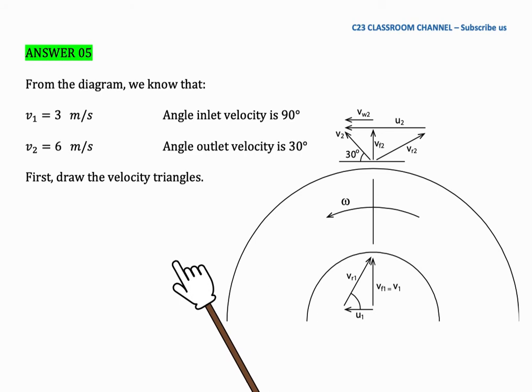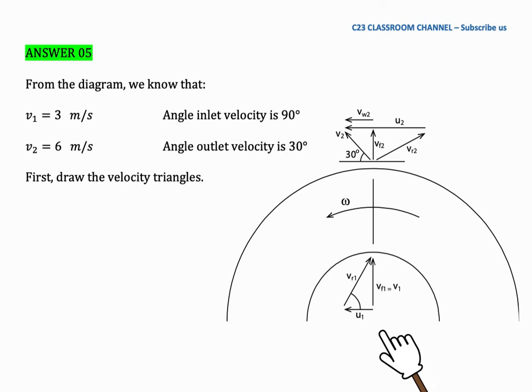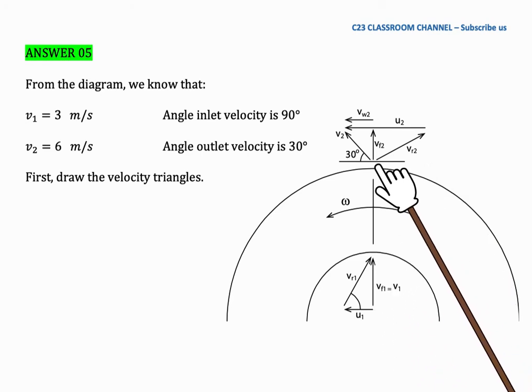So first, what you need to do is you need to draw velocity triangle very well. In inlet, this is the velocity triangle, and at the outlet, this is the velocity triangle. Please start your velocity triangle with absolute velocity V1 and absolute velocity V2.